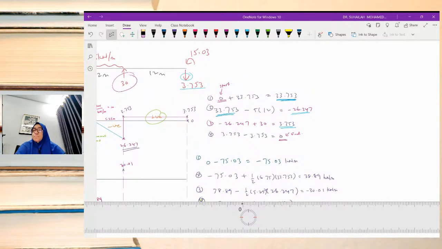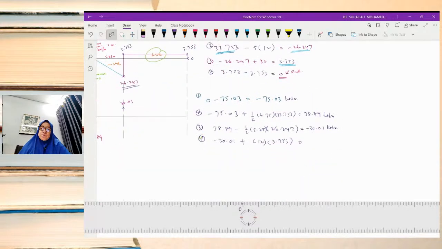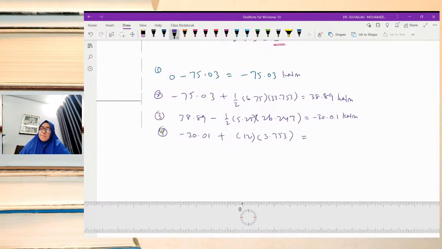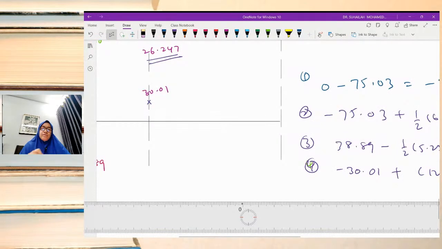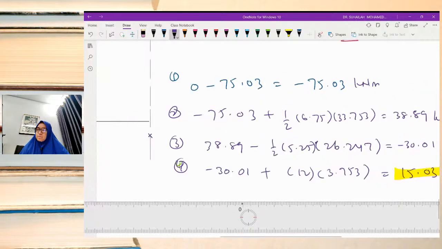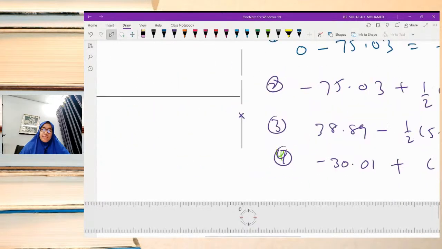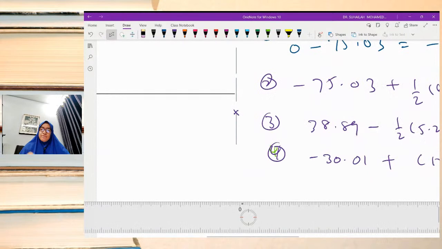It should be 15.03. So this is 15.03 kilonewton. It is positive. Okay, 15.03 positive.